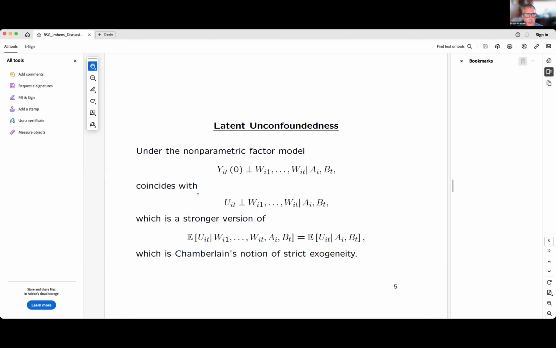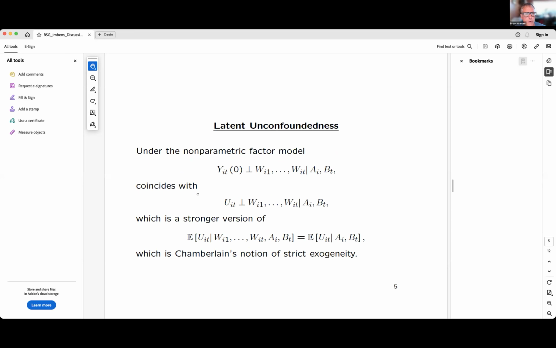A quick comment about latent unconfoundedness. There's always this tension between working in a more traditional likelihood setting and working with the potential outcomes notation. And I think this paper is actually an example of how going back and forth between the two can be quite illuminating.